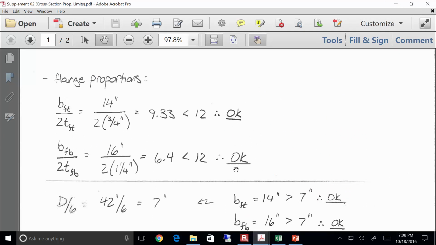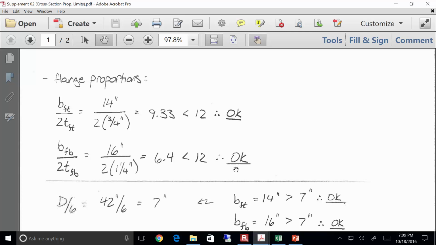So what I'm doing is BF over 2TF for the top flange, and BF over 2TF for the bottom flange. For the top flange, 14 over 2 times 3 quarters, plug and chug, and that comes out to be 9.33. For the bottom, plug and chug comes out to be 6.4. Both of them are less than 12, so we're good, right?